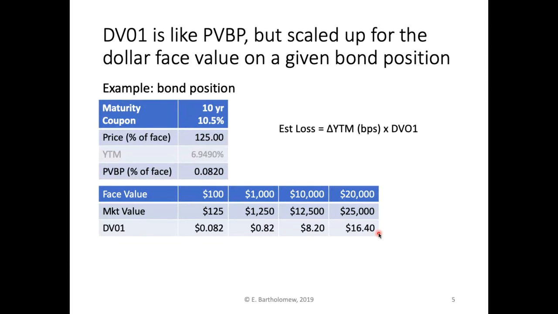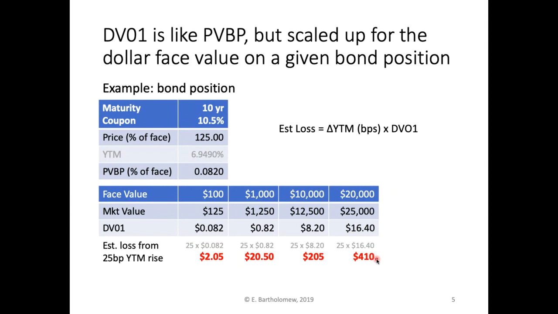Now, we could use this to estimate the loss on a small shift in interest rates. For example, if we're looking at a 25 basis point yield to maturity rise in this bond or this position, we would just multiply the DV01 times that 25 basis points and we would get the loss. So in this case, it would be $2.05 on our $100 face position. But if we look at the $20,000 face position, it would be 16.40 times that 25 basis point move, and that would give us 410.